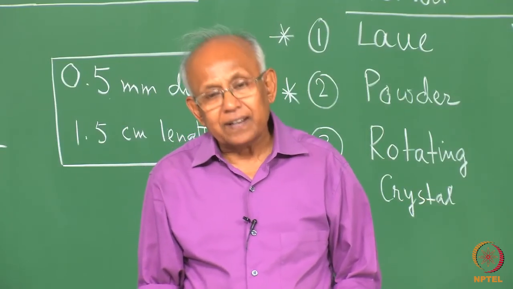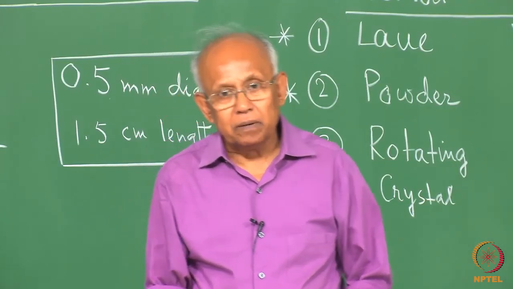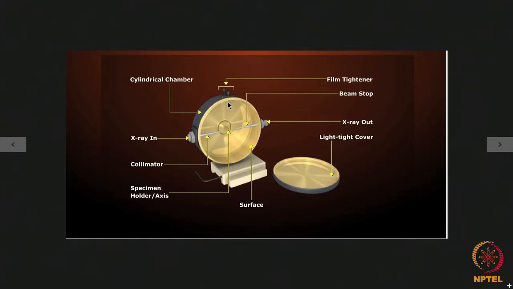For recording the diffracted radiation, we use a film which is put tightly around the inside of the camera. So a thin strip of film is kept inside the camera, and it is tightened by what is known as a film tightener. So this is the description of the type of camera we use in the Debye-Scherrer method.